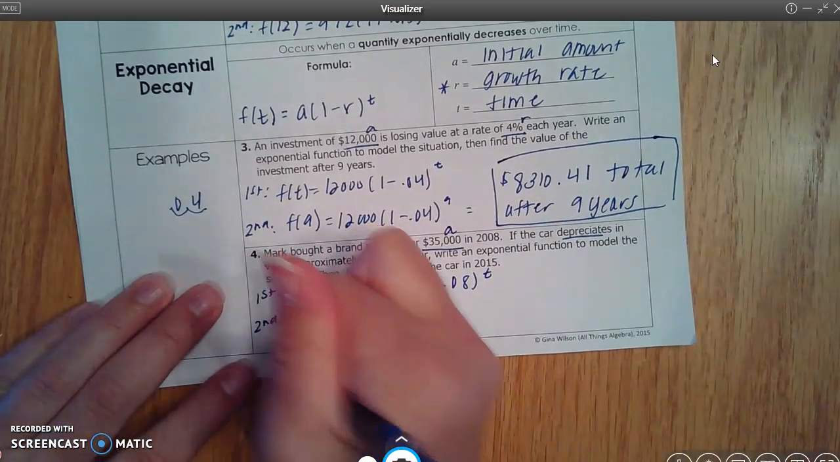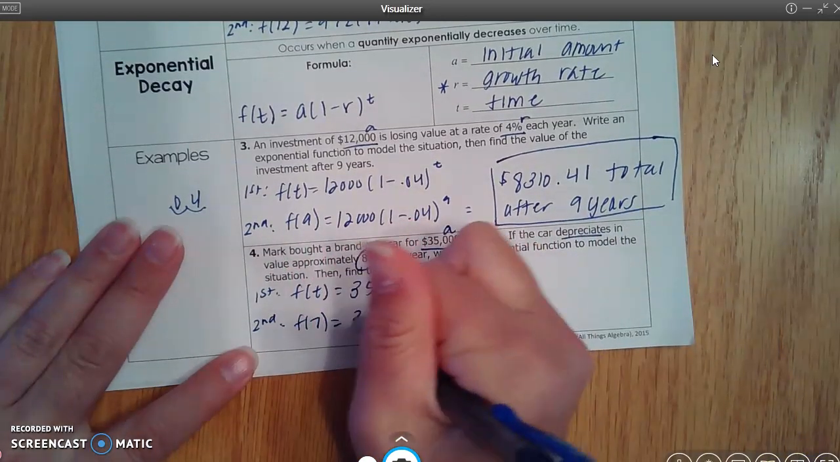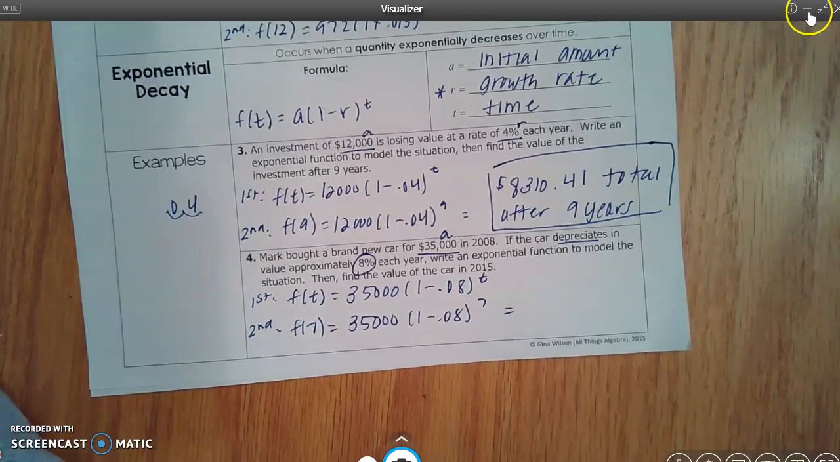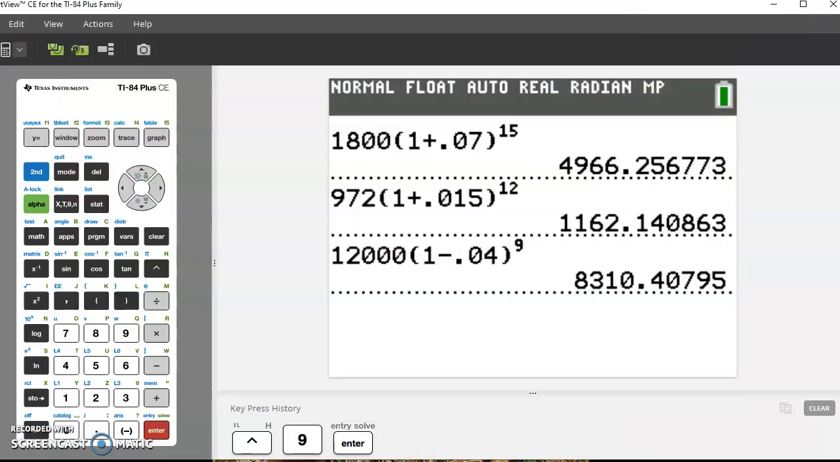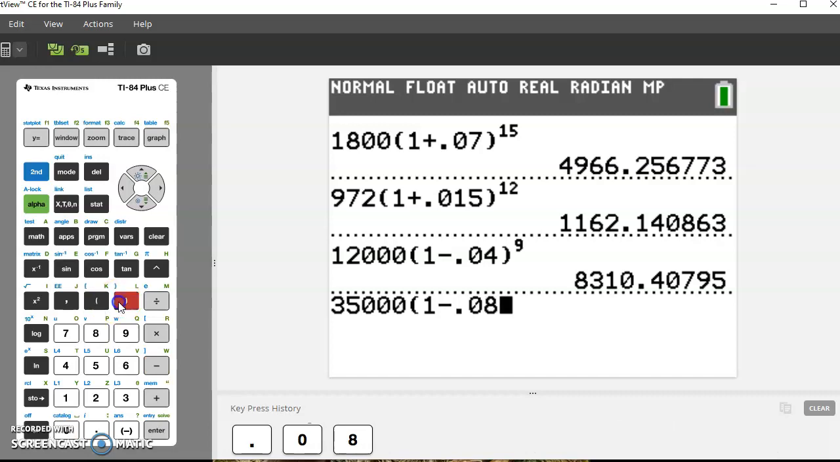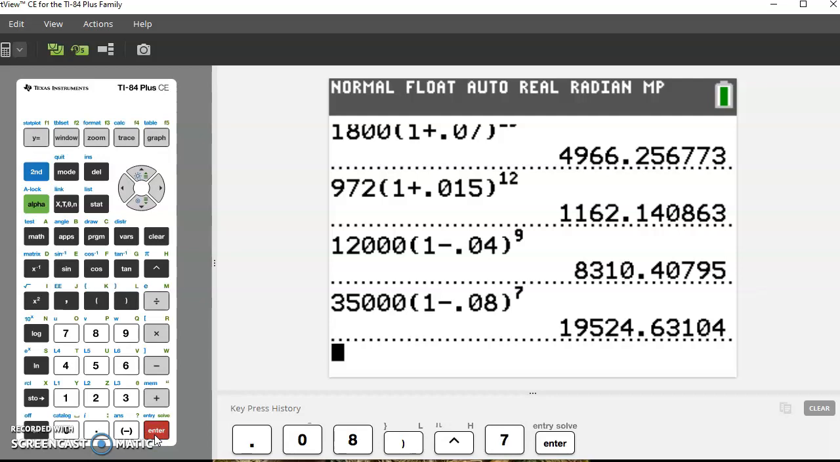Okay, so then for the second thing, I'm going from 2008 to 2015, which is 7 years. How much would my car be worth 7 years after I purchased it? Let's see what we come up with. So I have my $35,000 times 1 minus my 0.08. I'm going to raise it to the 7th. My car is only worth $19,524.63. So this would be the total value in 2015.